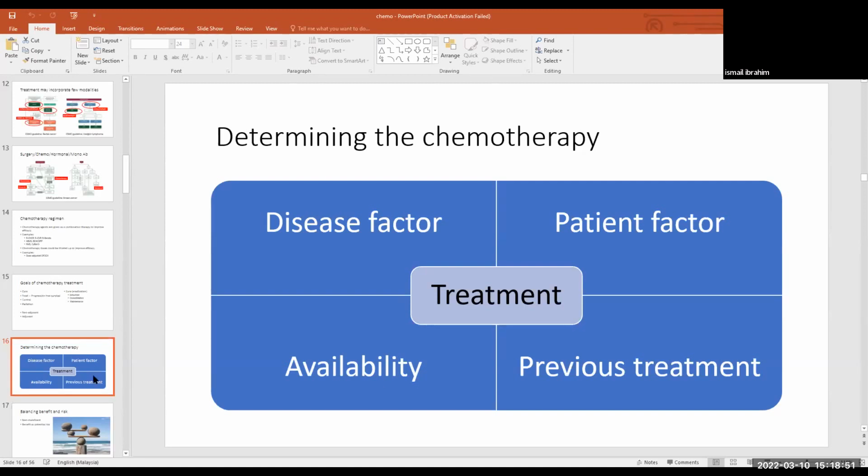Another important thing in our country is the availability of treatment, whether because it's not available physically in our country, or another issue is funding. If you don't have enough funding to give an expensive medication, that is a factor in deciding what chemotherapy to give.